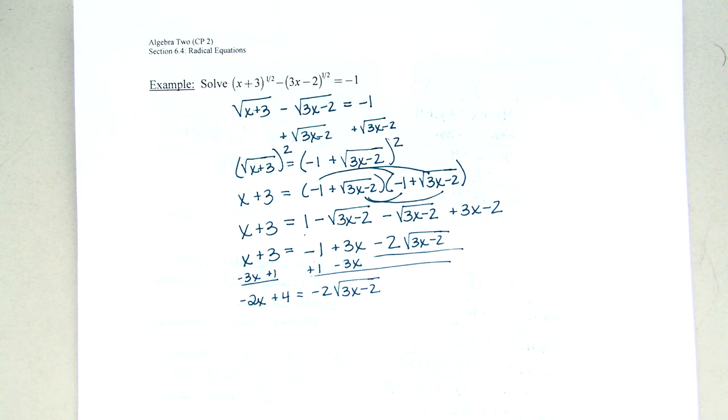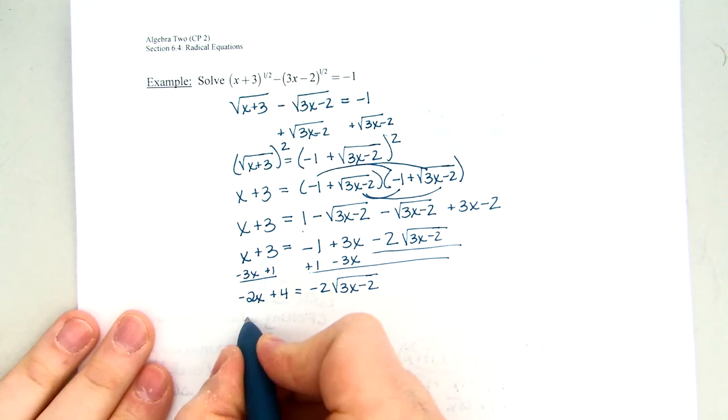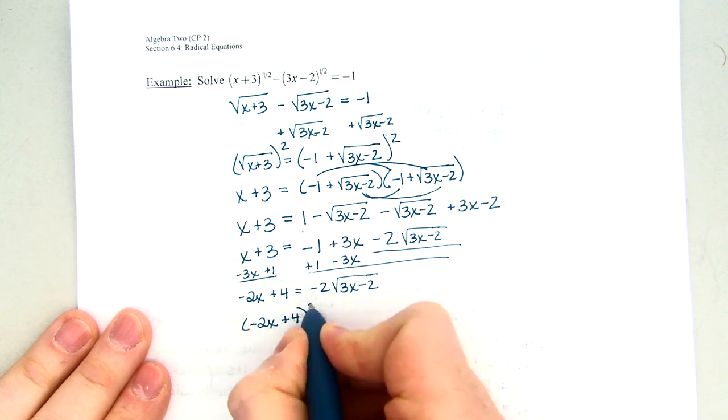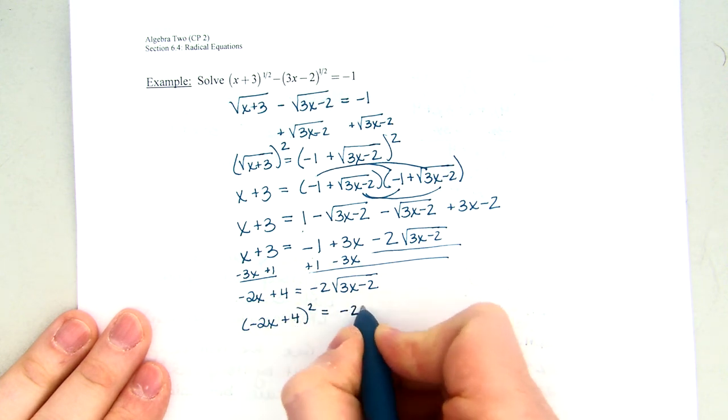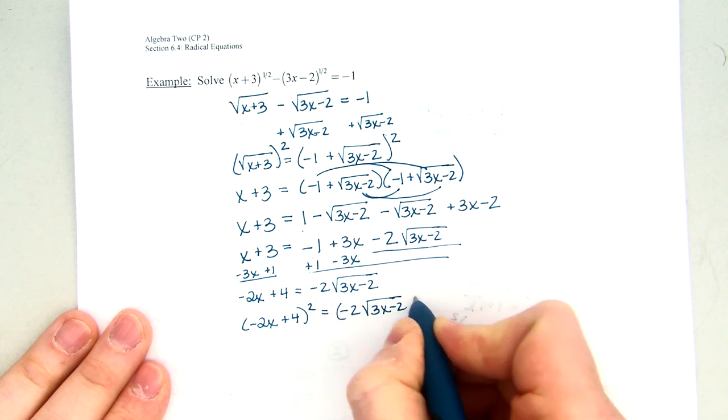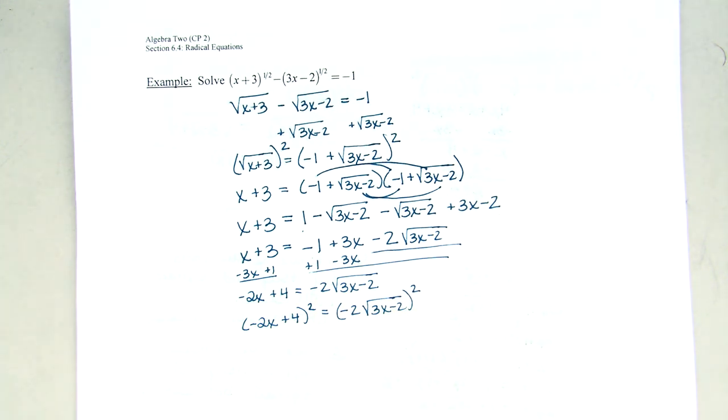I'm going to go and I'm going to square both sides. I'm going to get negative 2x plus 4 in parentheses squared, and I'm going to get negative 2 root 3x minus 2, that thing in parentheses squared. What's happening on the left? Do that. Hold off on the right.